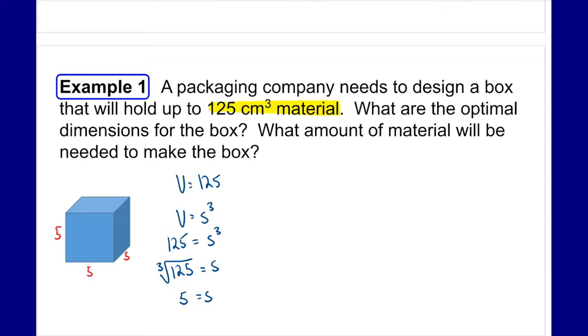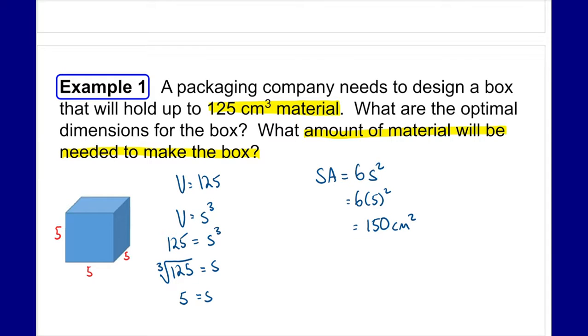We can then use this to help come up with our question, or answer our question. In this case, we're looking for what amount of material would be needed to make the box. So this is the surface area. Now I can go through and find the surface area given the side length measurement. Again, the shortened form for our surface area is 6 times s squared. So in this case, 6 times 5 squared. I get 150 centimeters squared.